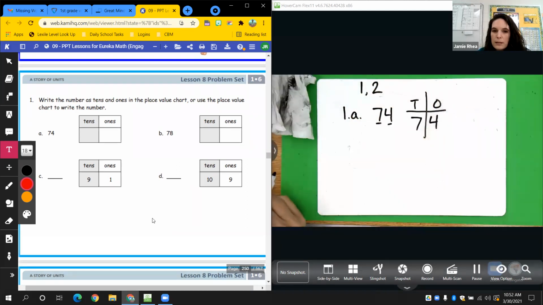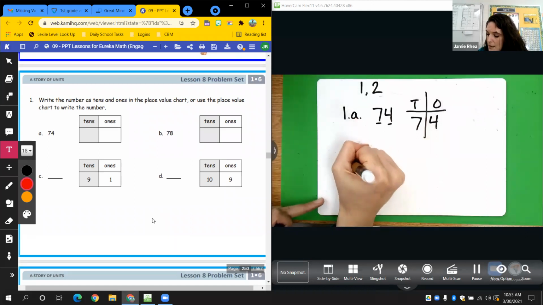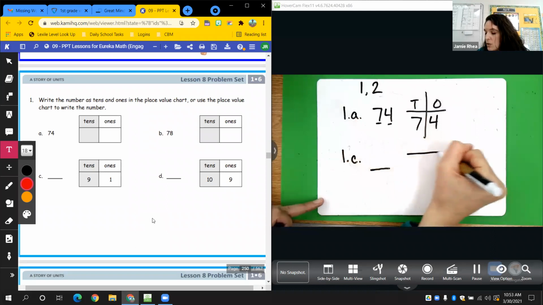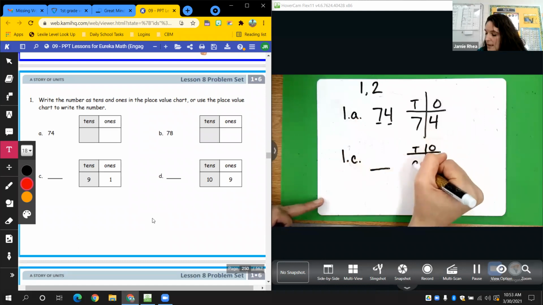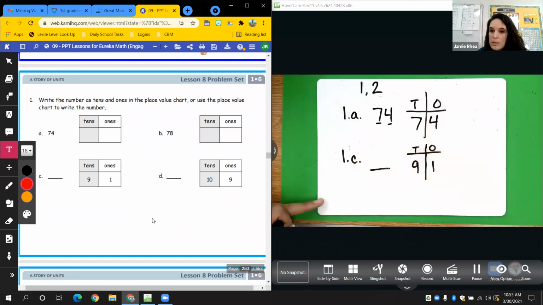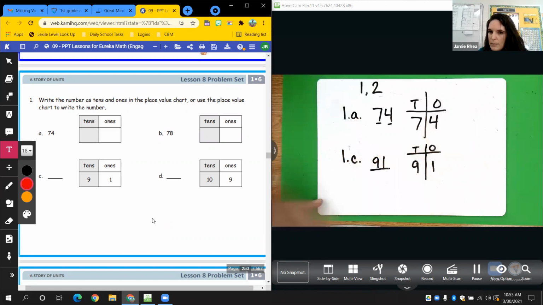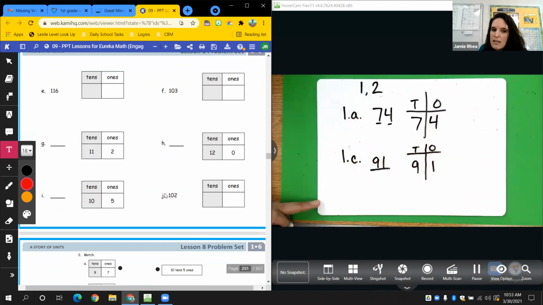Okay. Now, if you'll look at 1C, it doesn't give you the number, but it gives you the chart, the place value chart. It has 9 in my tens place and 1 in my ones place. So I'm going to take that number and write 91. Okay, you're going to do A, B, C, and D on number 1. Let's come down here, E, F, G, H, I, and J.